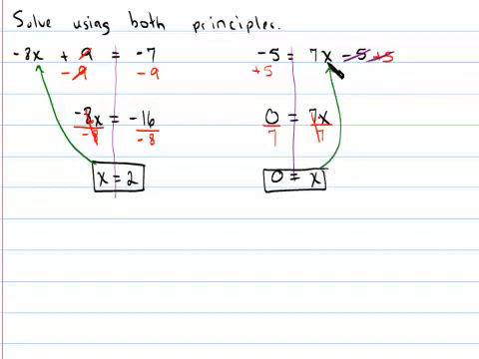Let's check. 7 times 0, which is 0. 0 take away 5 is negative 5. Perfect.